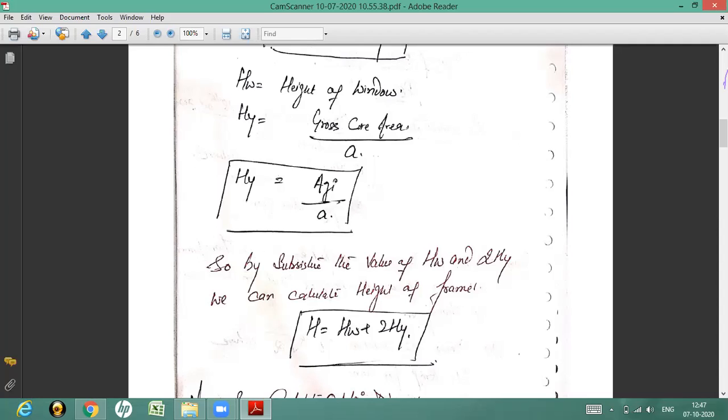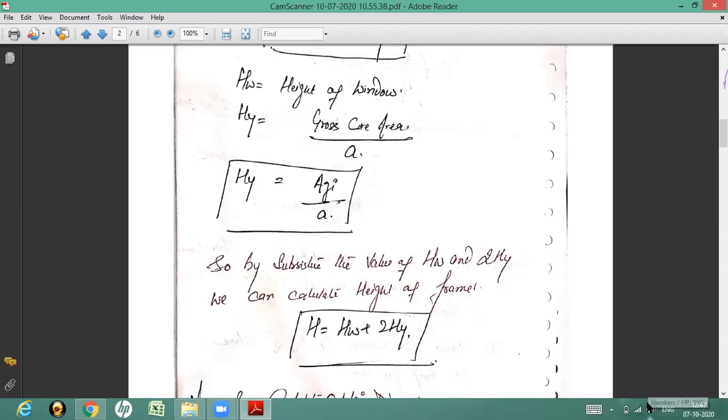In frame design, there are two important things, that is the height of the frame as well as the width of the frame. Clear? Now, I see Vinayak has a question. Yeah, Vinayak, tell me what is the question? Sir, is it applicable to both single and three-phase transformers?